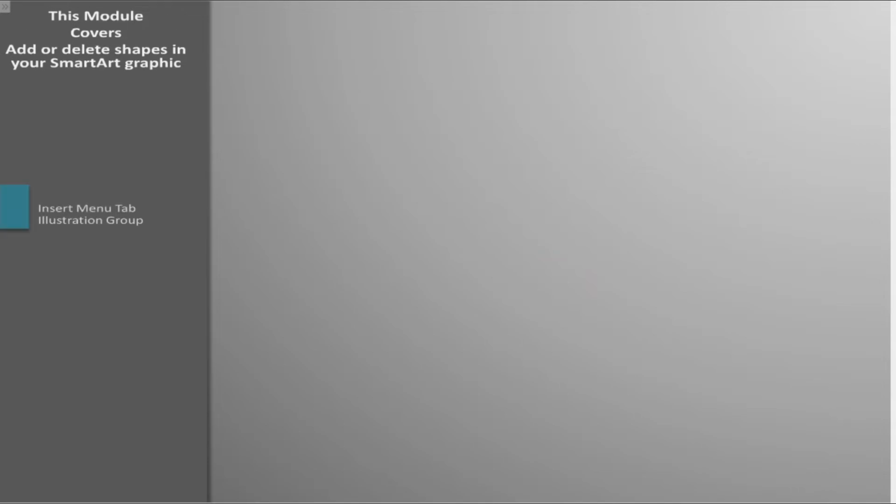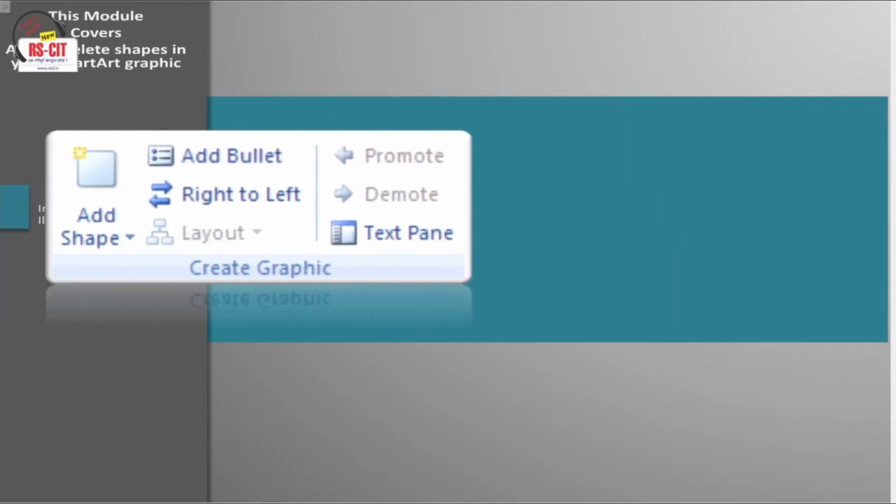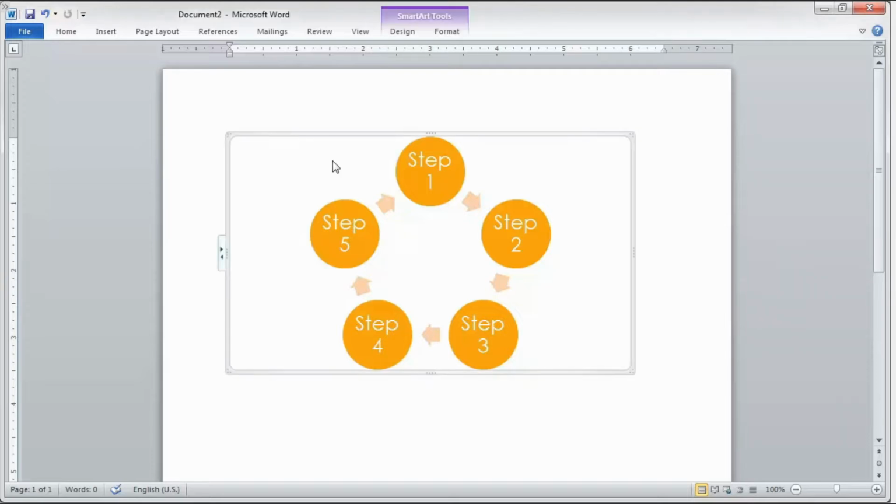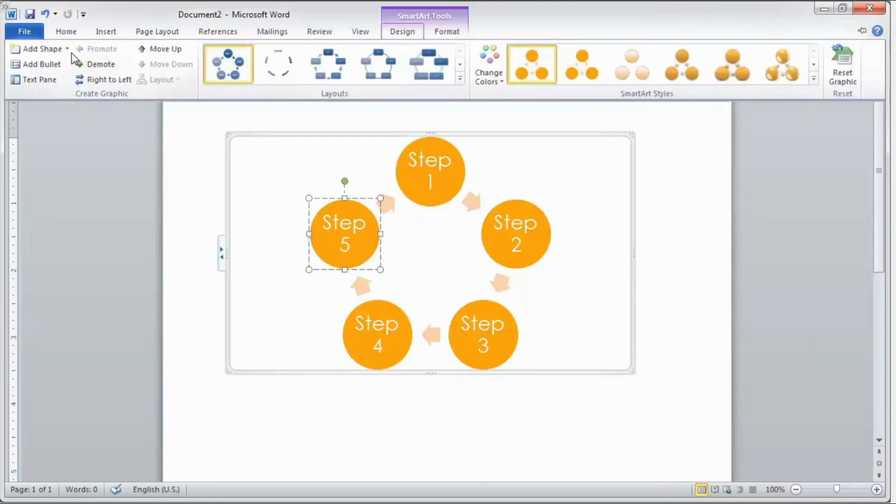Adding or deleting shapes in a SmartArt graphic. Click the SmartArt graphic that you want to add another shape to. Click the existing shape that is located closest to where you want to add the new shape. Under SmartArt Tools on the Design tab in the Create Graphic group, click the arrow under Add Shape. If you don't see the SmartArt Tools or Design tabs, make sure that you have selected the SmartArt graphic. Do one of the following.